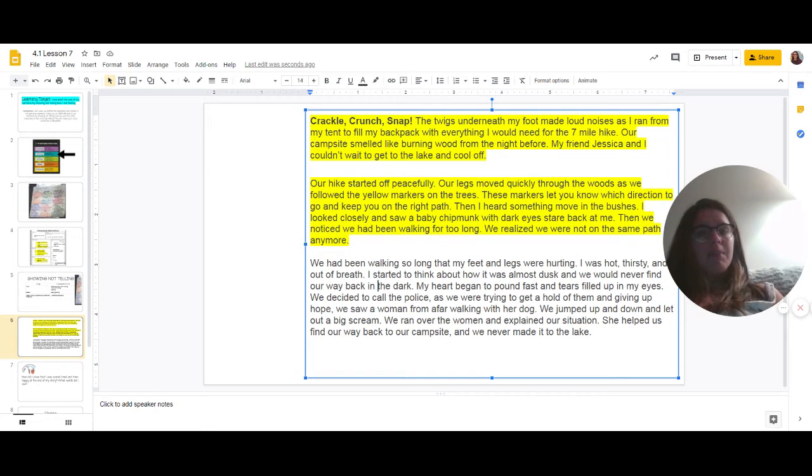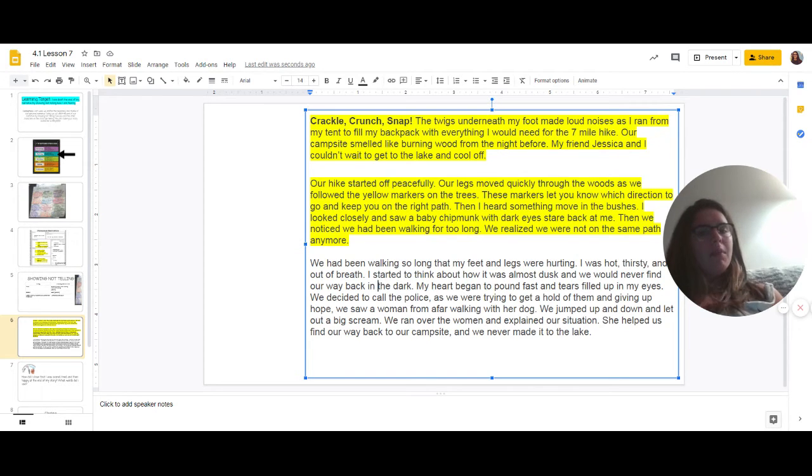Our campsite smelled like burning wood from the night before. My friend Jessica and I couldn't wait to get to the lake and cool off. Our hike started off peacefully. Our legs moved quickly through the woods as we followed the yellow markers on the trees. These markers let you know which direction to go and keep you on the right path. Then I heard something move in the bushes. I looked closely and saw a baby chipmunk with dark eyes stare back at me.